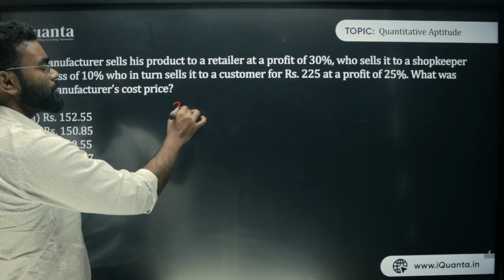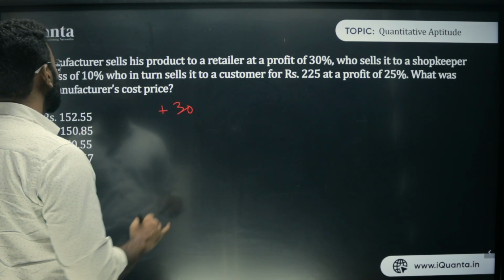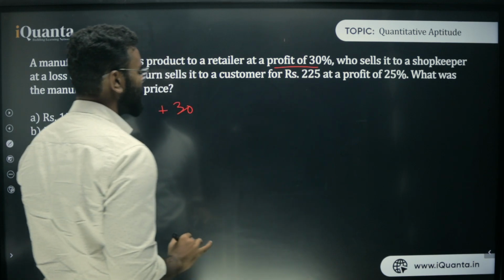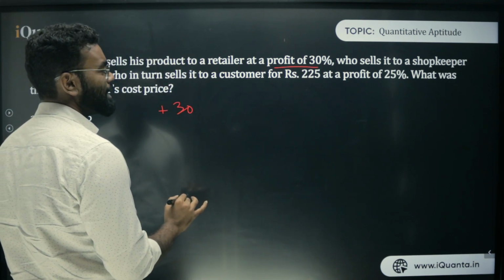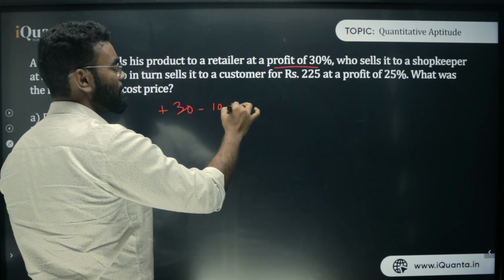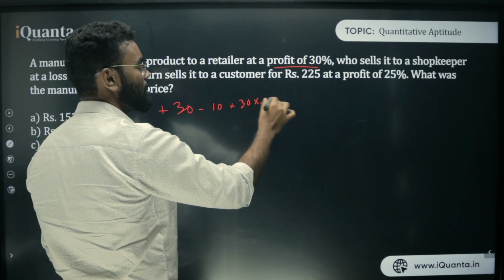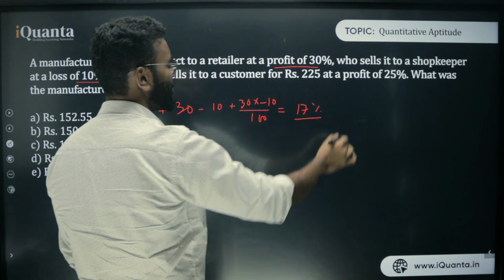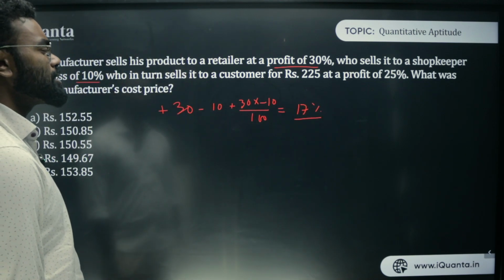First it is 30% profit, plus 30. Next is a loss of 10%. So first what is happening: 30 minus 10 plus 30 into minus 10 upon 100, which is basically 17. So you are getting now 17% profit. 20 minus 3 is 17.